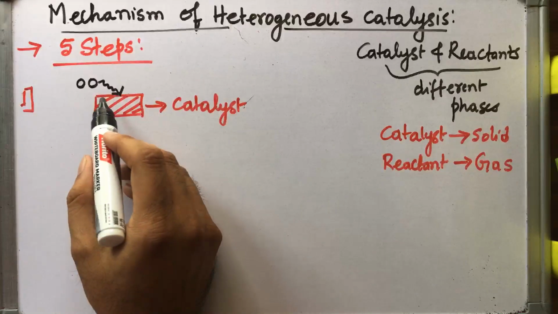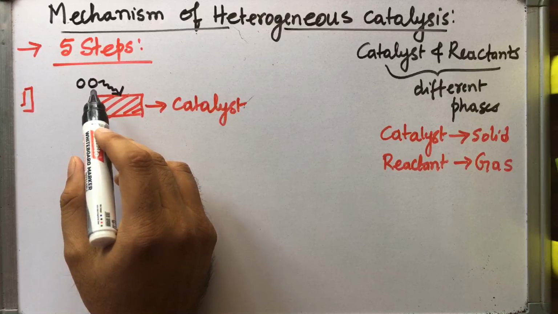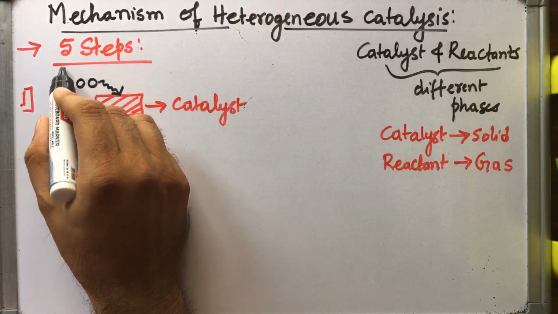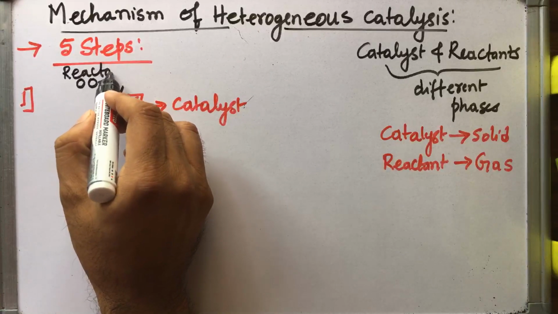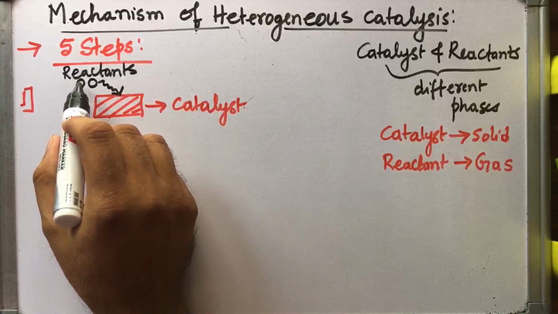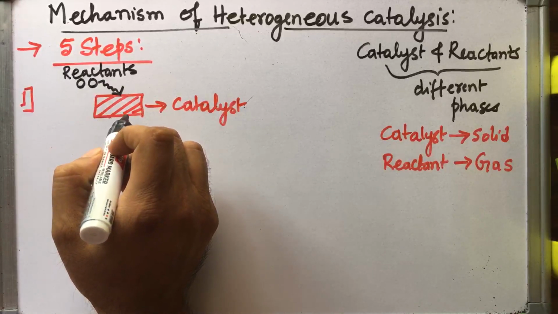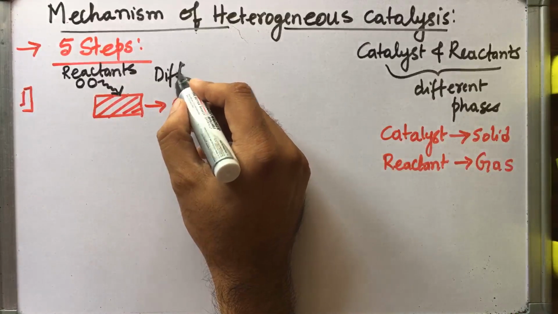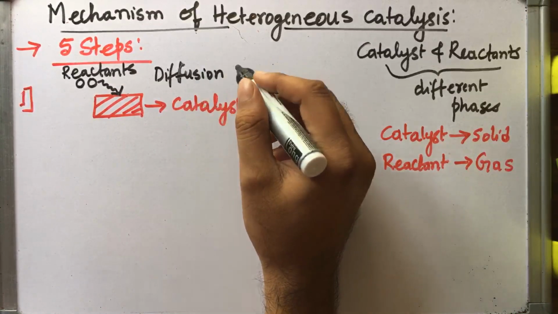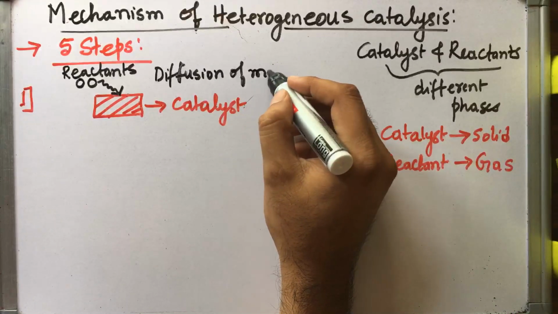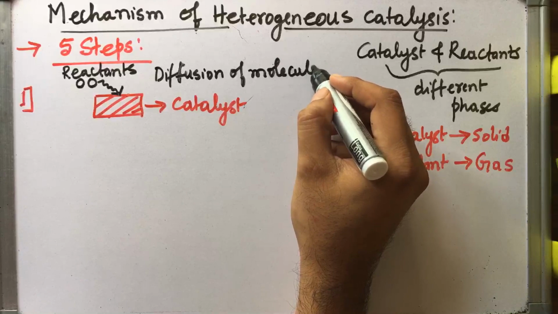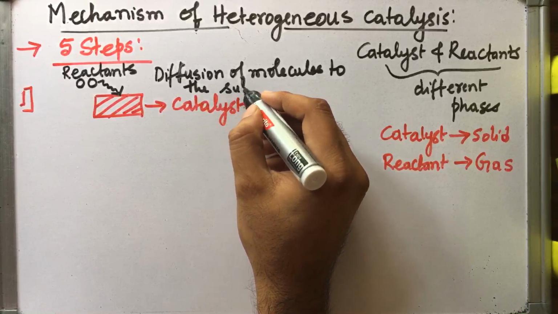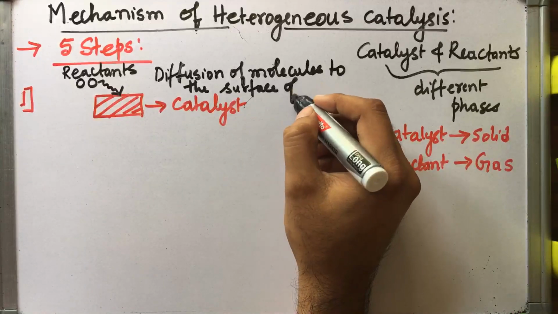So we call the first step the diffusion of the molecules of the reactants to the surface of a catalyst. What is this step, students? These are called reactants. Reactants diffuse onto the surface of the catalyst. So what do we call the first step? Diffusion of molecules to the surface of catalyst. This is the first step.